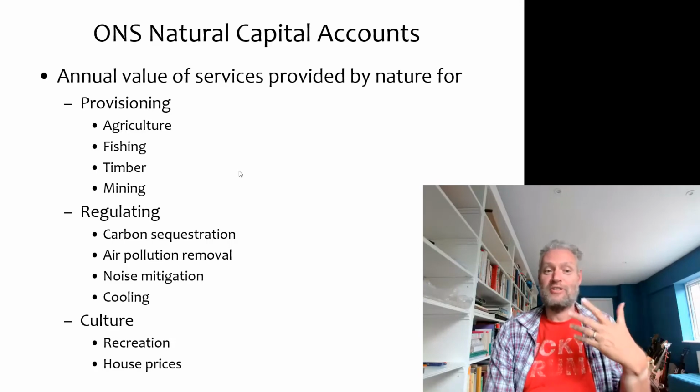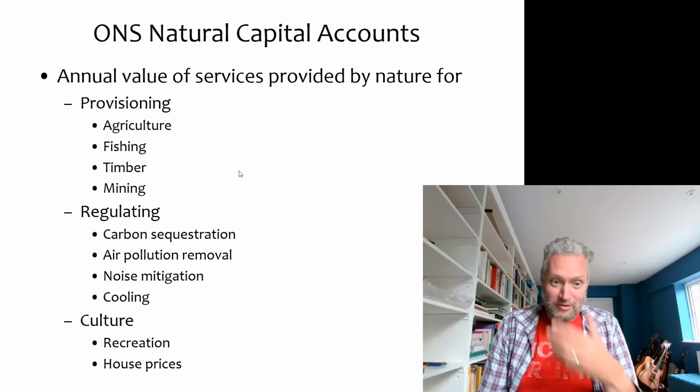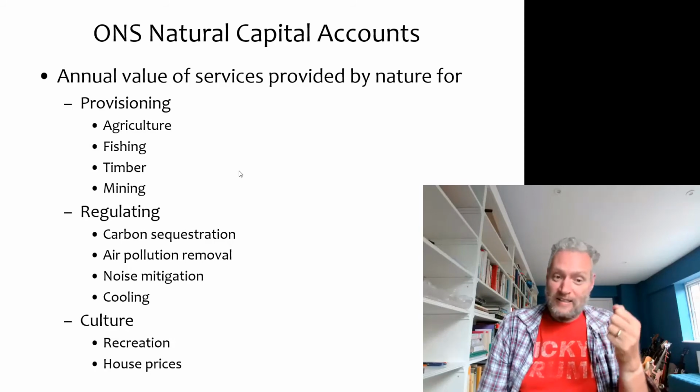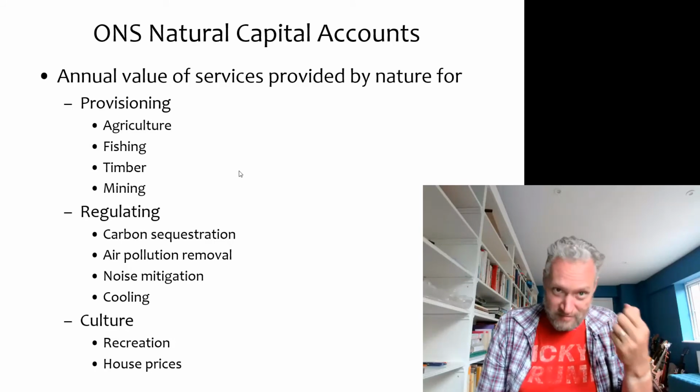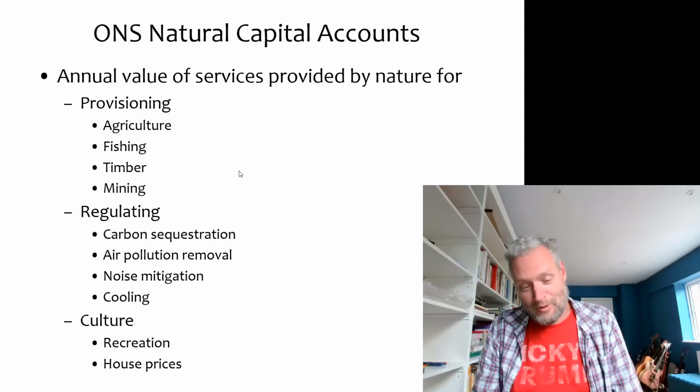I won't take you through every table that they have. The provisioning services are stuff that feed us and keep us warm, such as agriculture and timber and those sorts of things. The regulating services are sequestration of carbon or the removal of air pollution.